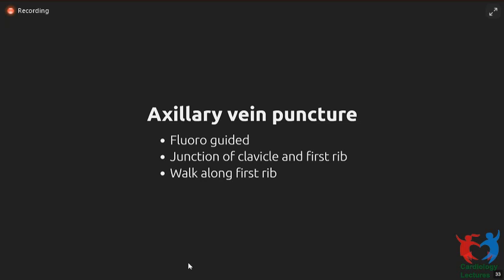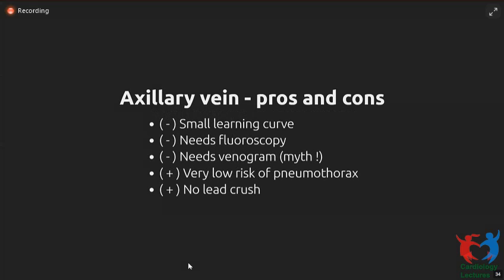You basically explore along the first rib. It has to cross the first rib somewhere in that region. And if you know you're at the right depth, such that your needle scrapes the periosteum of the first rib, you will get it somewhere there. If you don't get it in a couple of attempts, it's better to do a venogram and then get an idea of where it is.